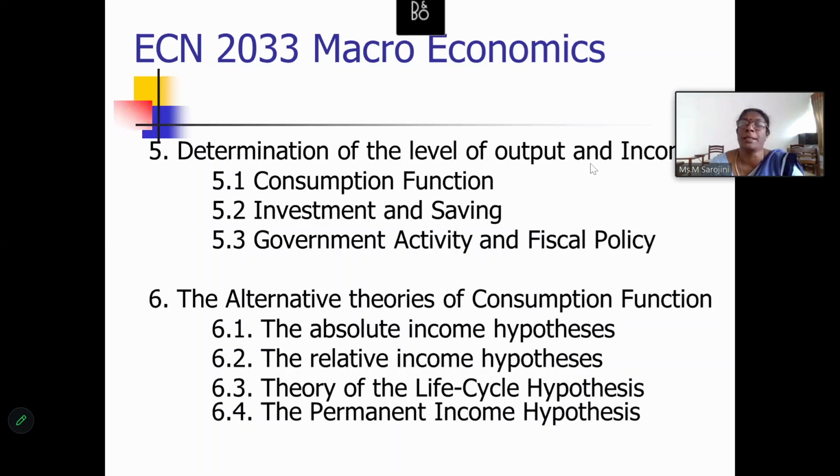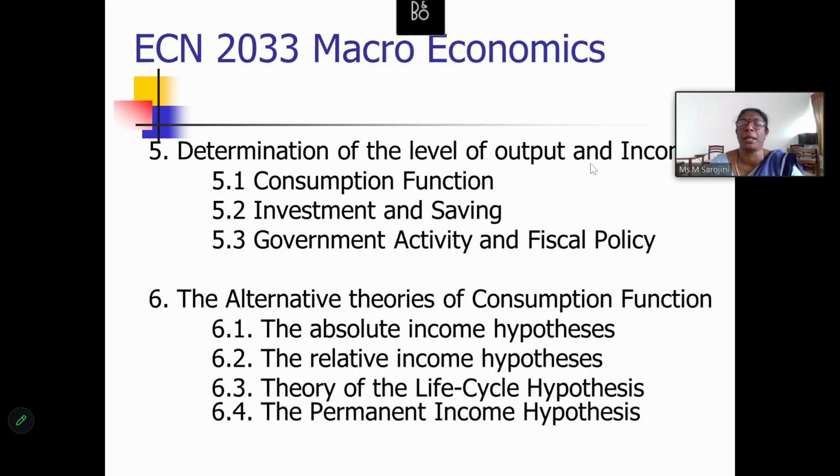Under this chapter, we have to concentrate on consumption function, investment and saving function, government activity and fiscal policy. That means how government activities as well as the fiscal policies, saving, investment, everything impact the national income accounting or determine the national income.